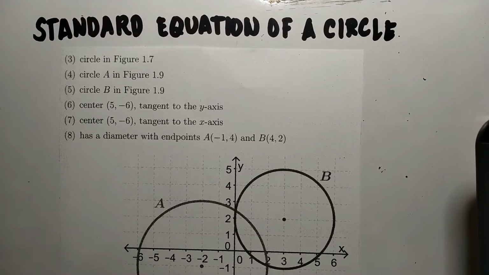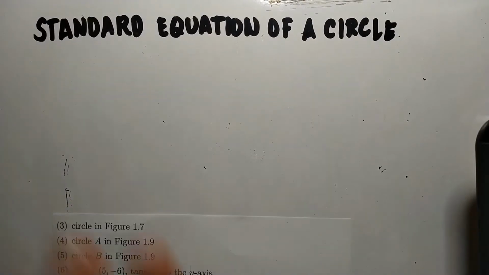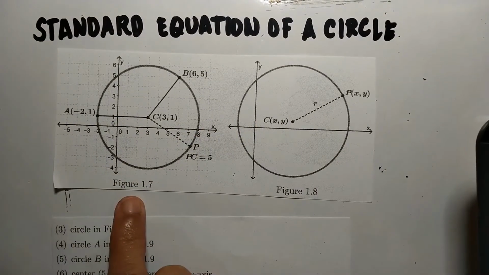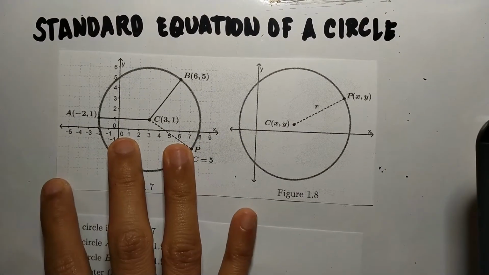This is the continuation of writing the standard equation of a circle given different conditions. We have items 3 to 8, so we will try to answer them. Let's start with number 3, the circle in figure 1.7. Figure 1.7 will be found in your module, and it looks like this. We will focus on figure 1.7.